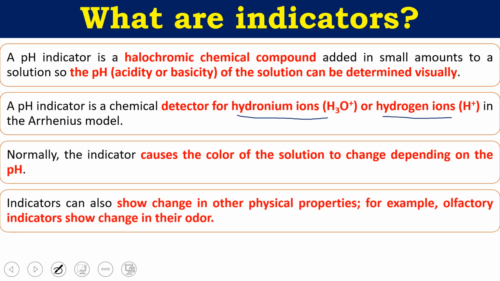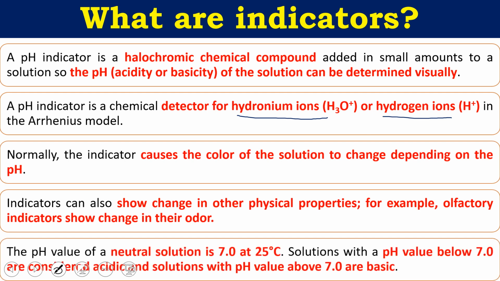Not all the indicators we use in the labs work through color changes only. Some indicators work through physical property changes, like olfactory indicators, which show a change in odor. It is not a color change; their smell will change, how the fumes come and how it feels will change. So every time it is not only color changes; other physical properties can also change during indication.